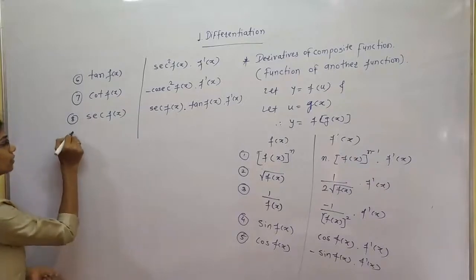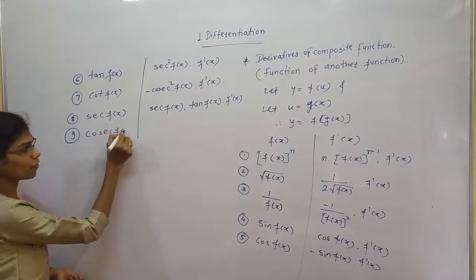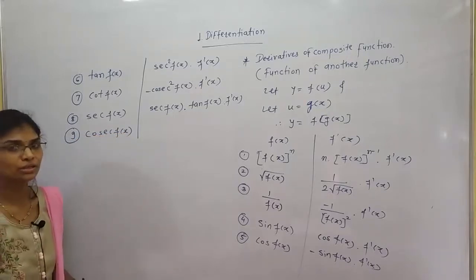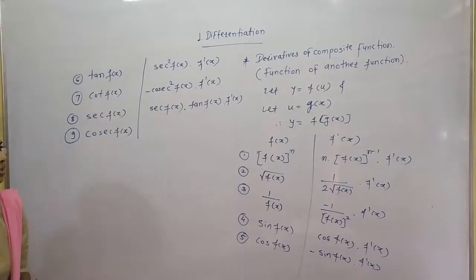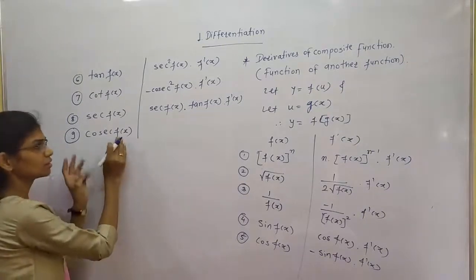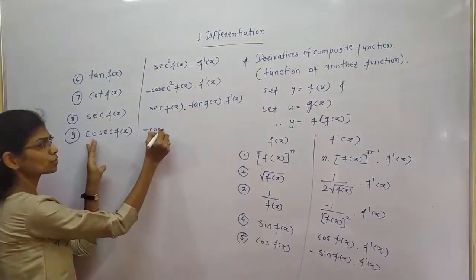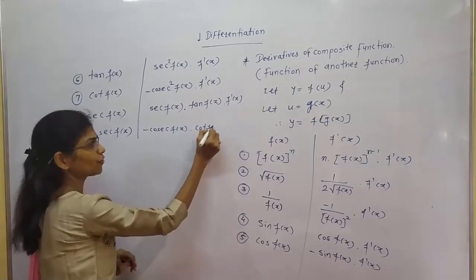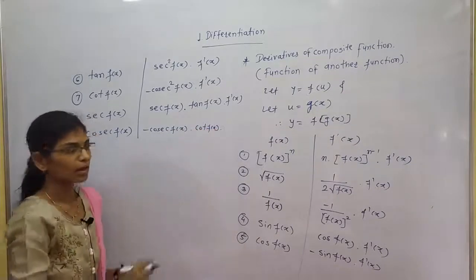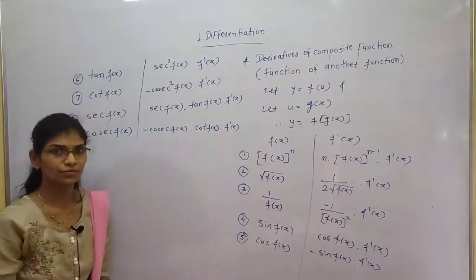Next formula is for cosec of f of x, cosec of the whole function. We know that the derivative of cosec x is minus cosec x into cot x. Here we have to take the whole function, that is minus cosec of f of x multiplied by cot of f of x, multiplied by the derivative of the main function, that is f dash of x.